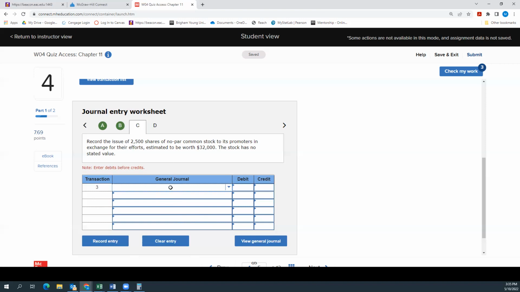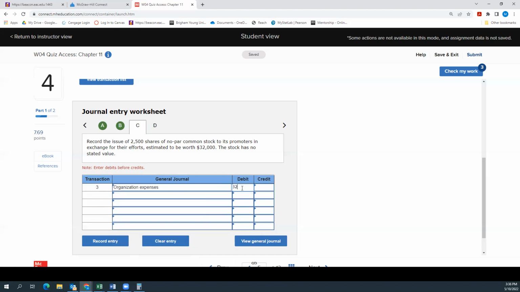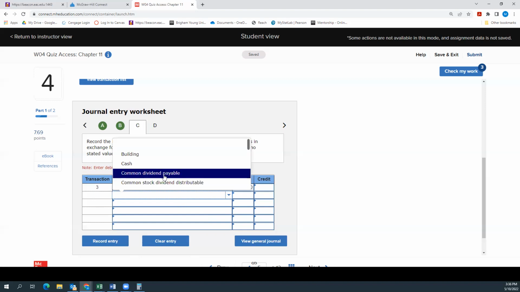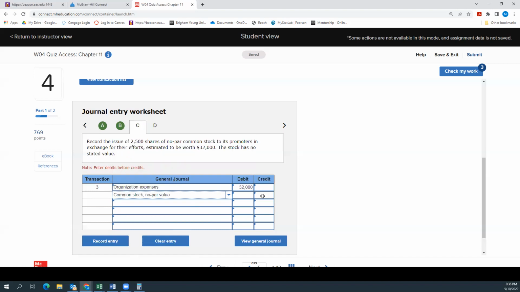So same thing, we're going to call it organizational expenses, 32,000. And then it'll be something like common stock, no par value, 32,000. And that's it.